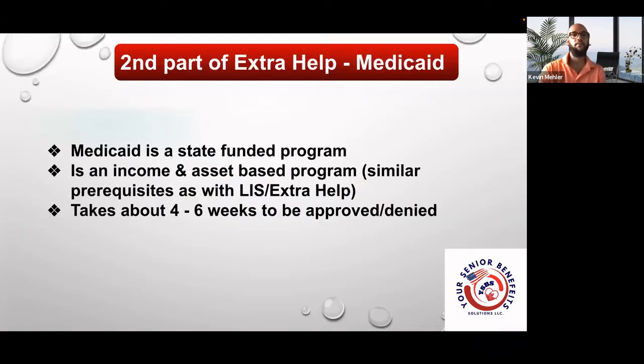All right. And then the second part is basically Medicaid. Now, really important, Medicaid is state funded, so it's a state funded program. And it is an income and asset-based program, as you could hear from the kind of questions they're looking at. So if somebody ever asks you why you're asking me that, you can simply say, well, Ms. Jones, I'm not nosy, it is an income and asset-based program. And they have similar prerequisites such as LIS and Extra Help.